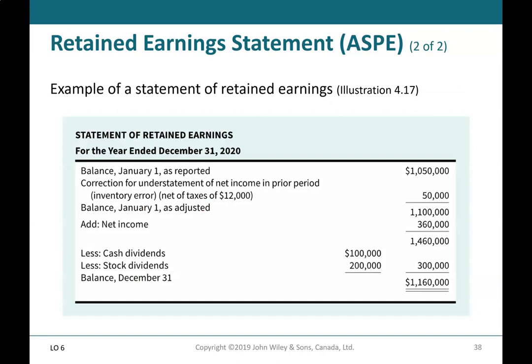Retained earnings statement, ASPE, 2 of 2. Example of a statement of retained earnings, illustration 4.17. So you have the statement of retained earnings, you have the opening balance, the correction of a prior period adjustment, and then the opening balance adjusted. Add in your net income or subtract the loss. Subtract the cash dividends and the stock dividends and get your new retained earnings balance at December 31st.